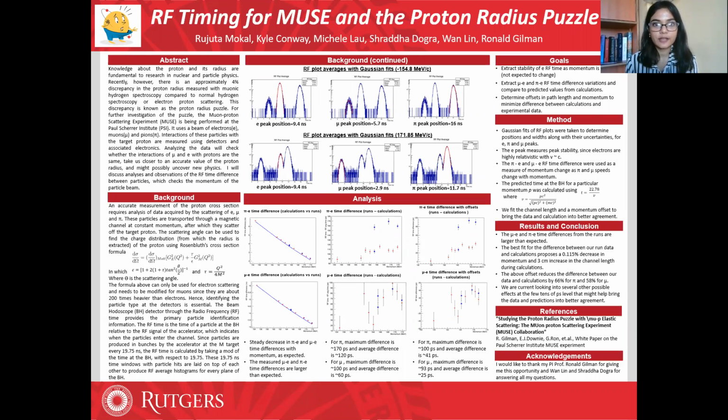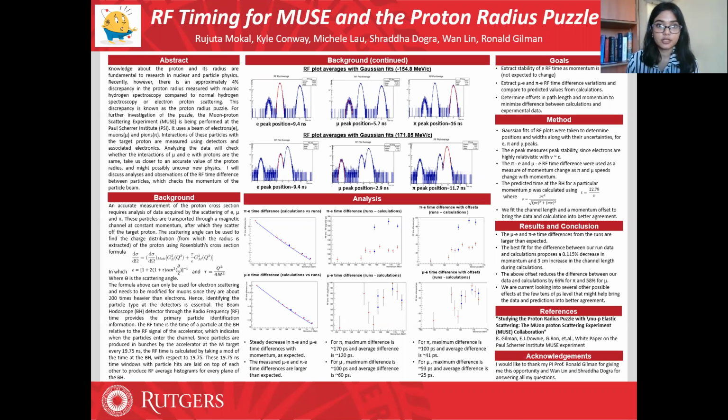My research poster for today focuses on the muon proton scattering experiment, or MUSE. This experiment aims to solve the proton radius puzzle, which is a 4% discrepancy in the proton radius when measured through muonic hydrogen spectroscopy as compared to normal hydrogen spectroscopy or electron proton scattering. The MUSE experiment uses a beam of electrons, muons, and pions whose interactions with the target proton are measured using detectors and other electronics. The data that we get from our detectors is further analyzed to get a more accurate value of the proton radius.